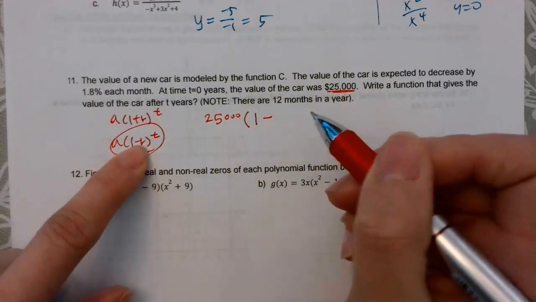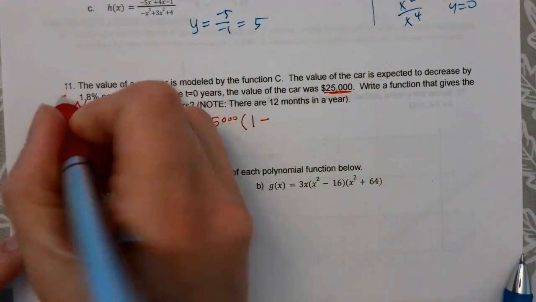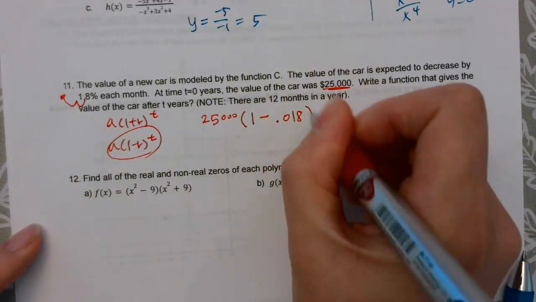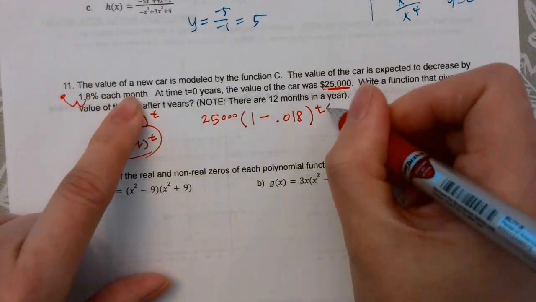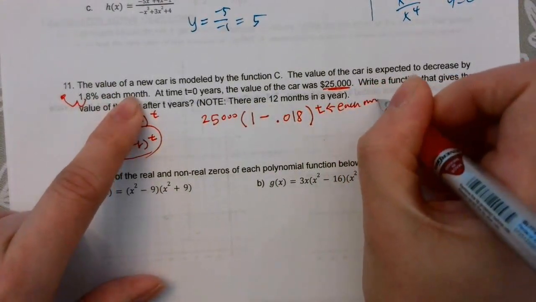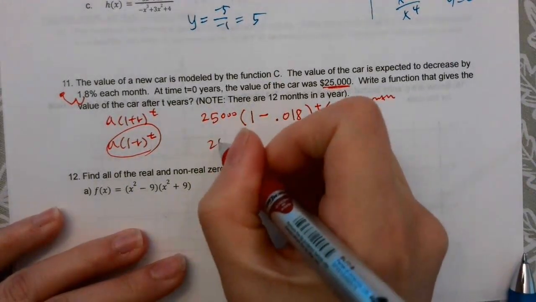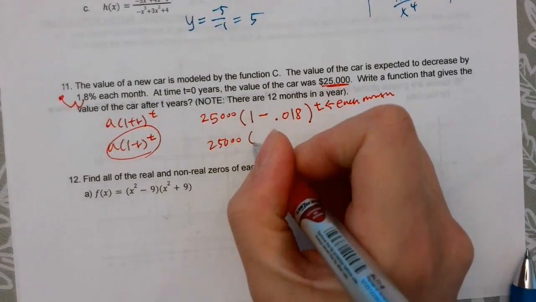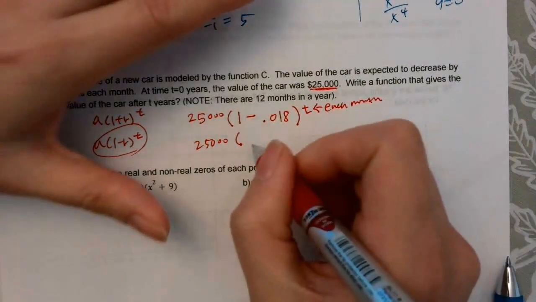1 minus, what's the rate? 1.8, but remember, you got to move your decimal 2 to the right, so it's going to be 0.018 raised to the t power. And it's decreasing each month. So each month, I'm just going to write that for a second. Okay, let's clean it up. I got 25,000. I can't subtract it. What is it?